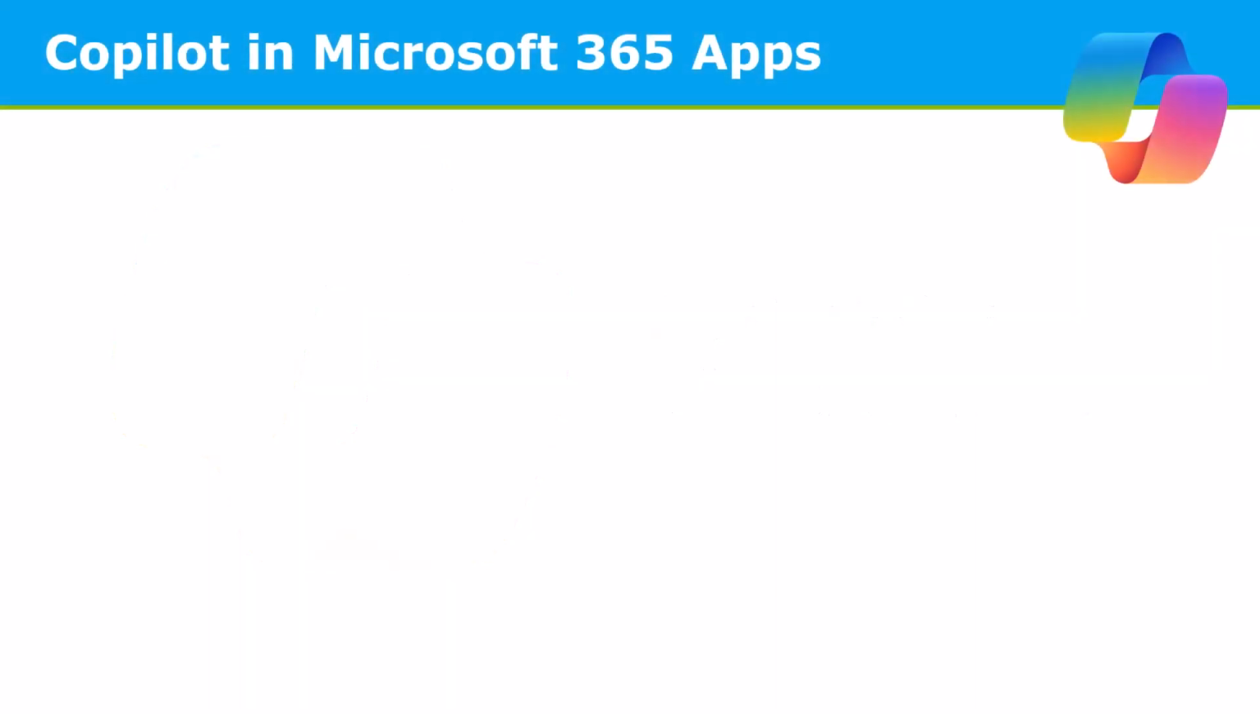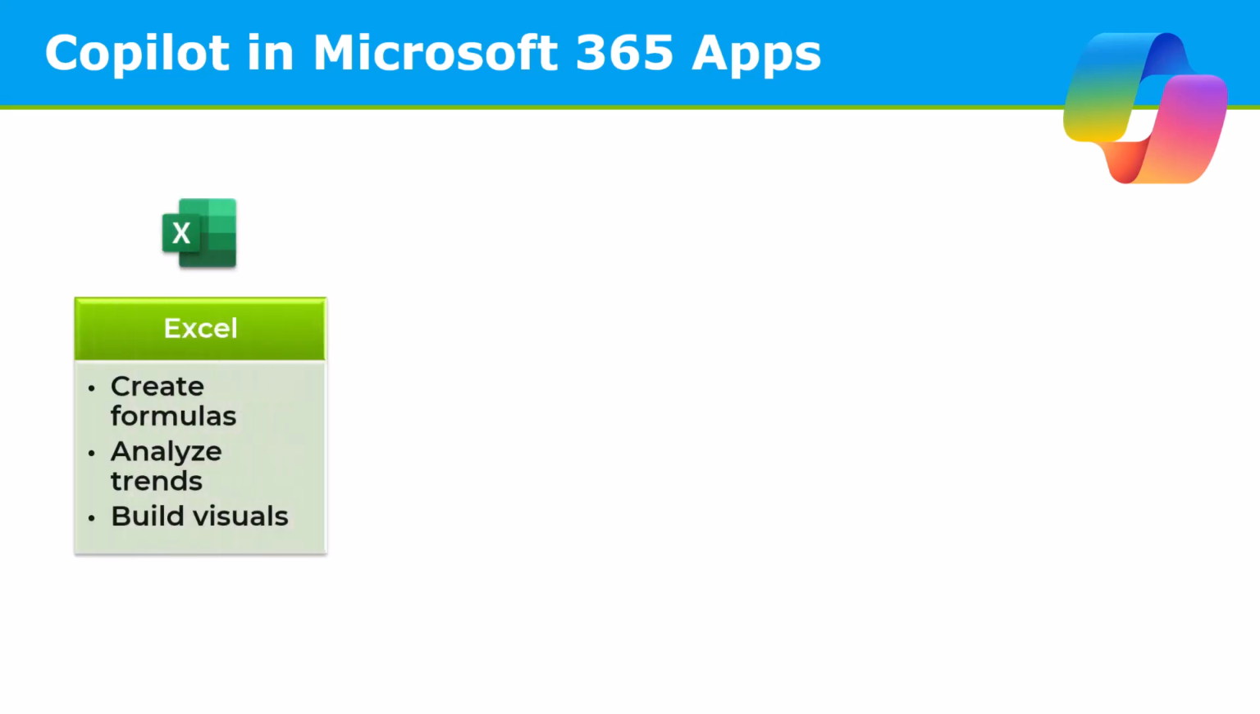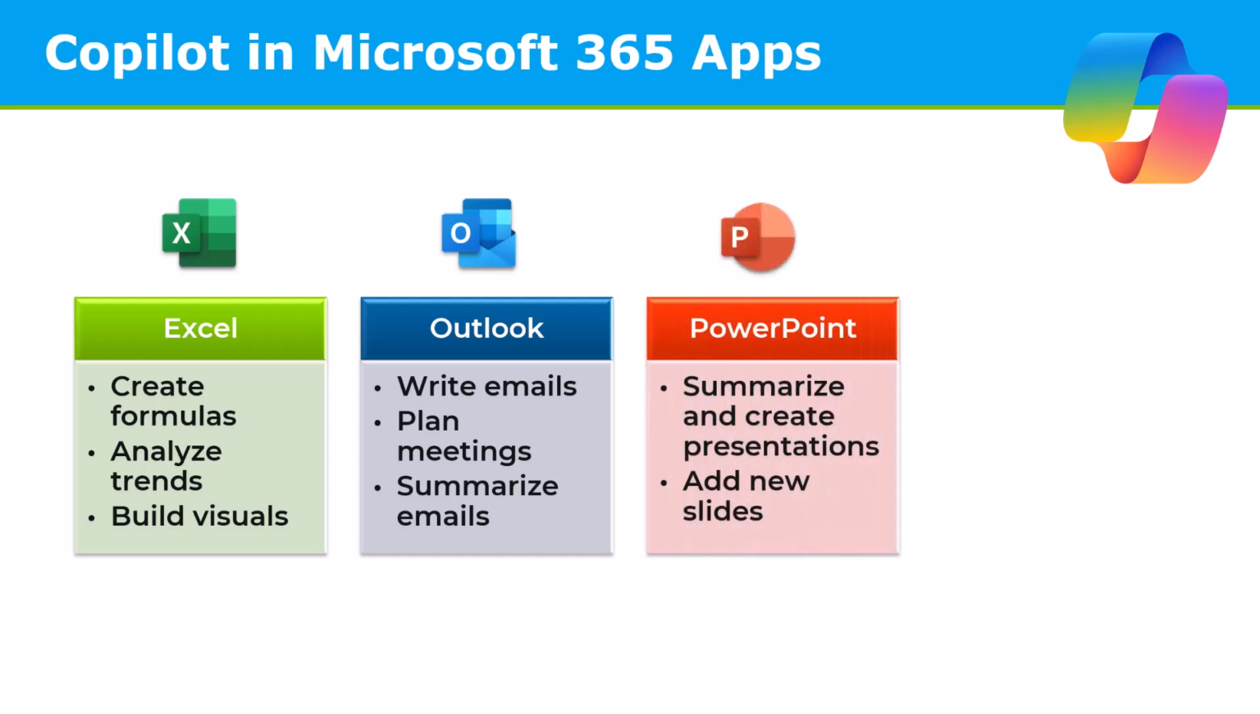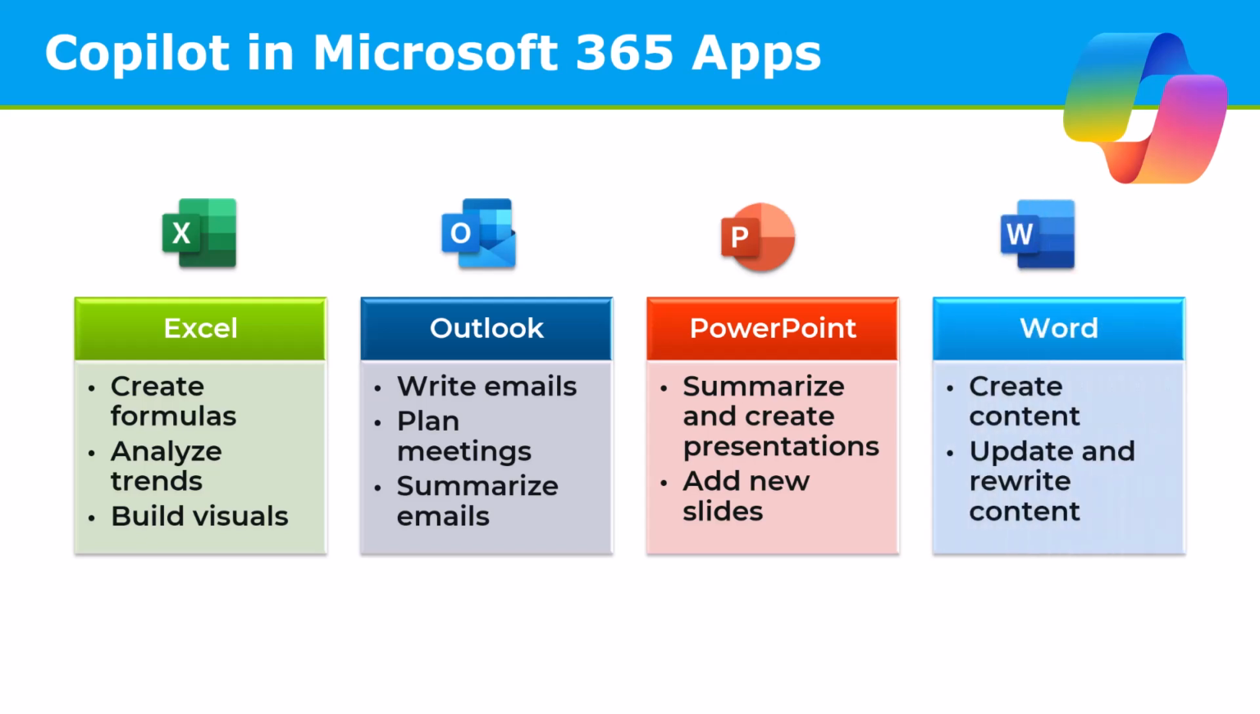So let's take a quick look at the premium Copilot AI in our key applications. By adding Copilot to your workflow in Microsoft 365, you can, for instance, in Excel, create formulas, analyze trends, build visuals, pivot tables, and other data analysis elements. In Outlook, we can write or summarize emails, plan meetings, and much more. PowerPoint gives you the ability to summarize or create presentations with Copilot and even add new slides. And in Word, Copilot can help you to create and update content.